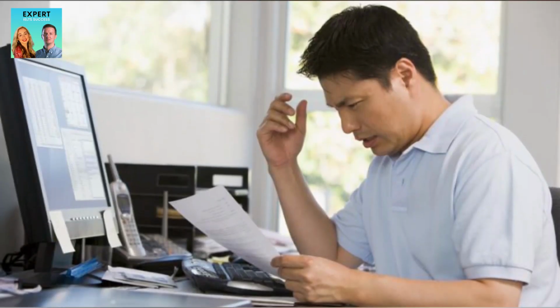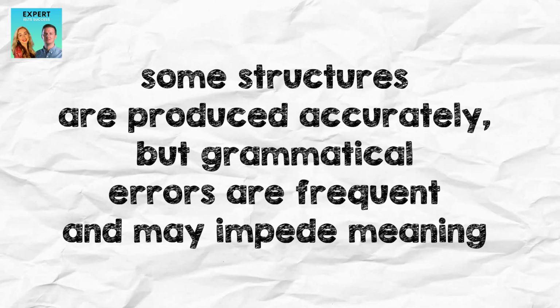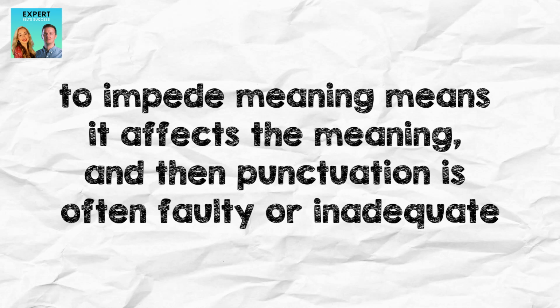It also says some structures are produced accurately, but grammatical errors are frequent and may impede meaning. To impede meaning means it affects the meaning. And then punctuation is often faulty or inadequate.